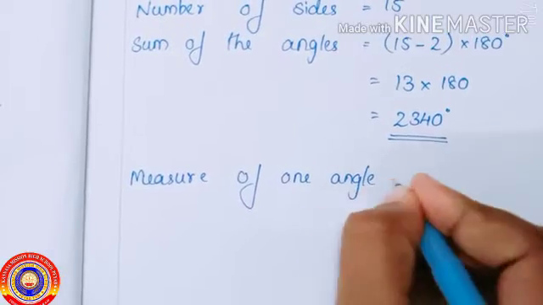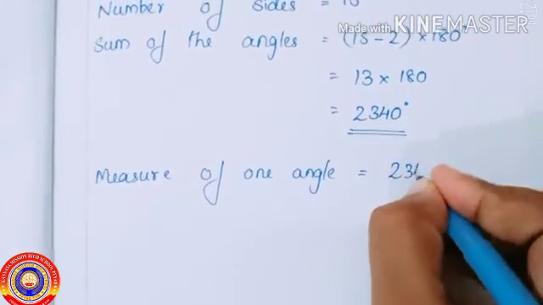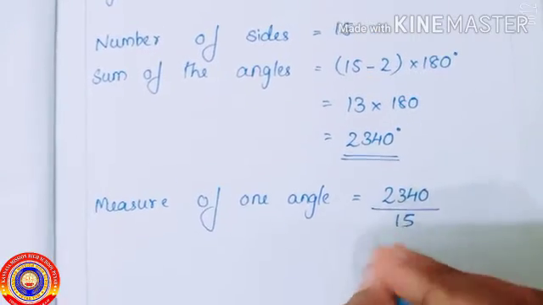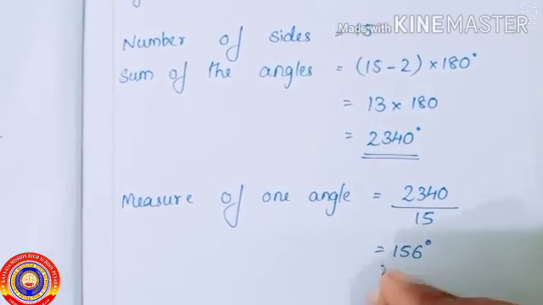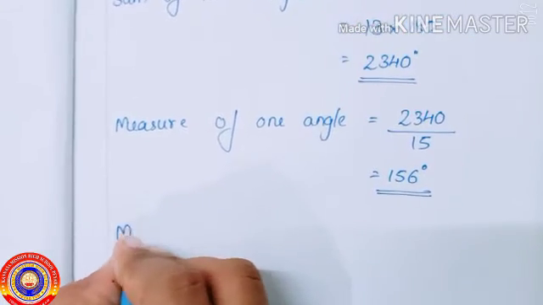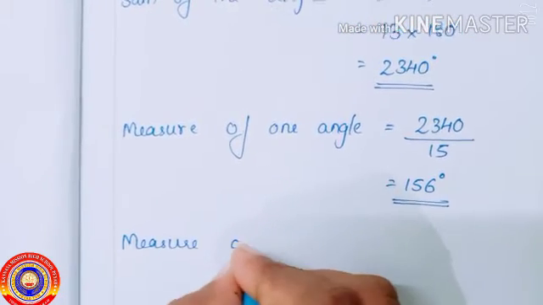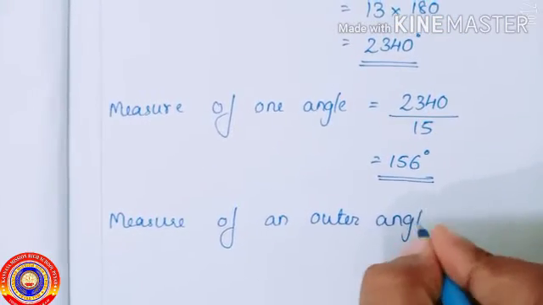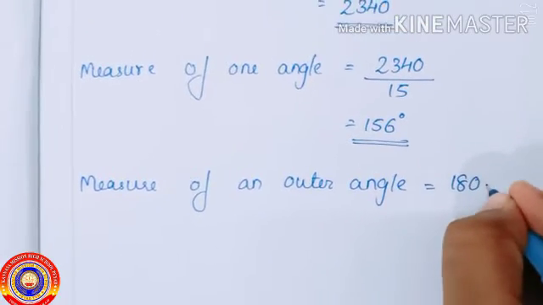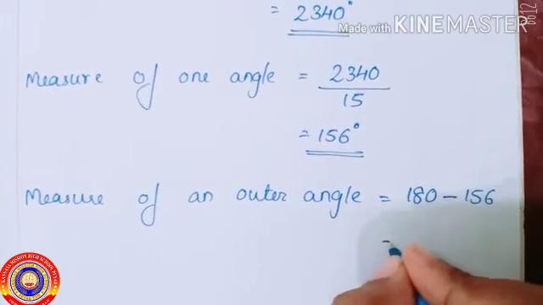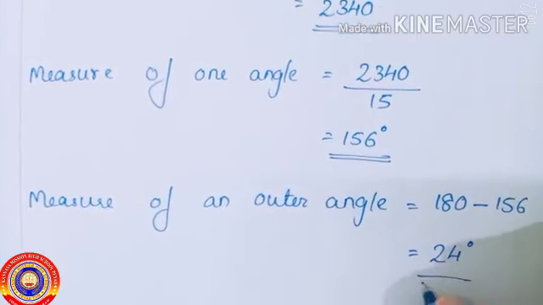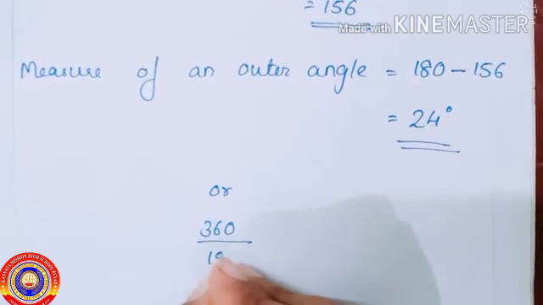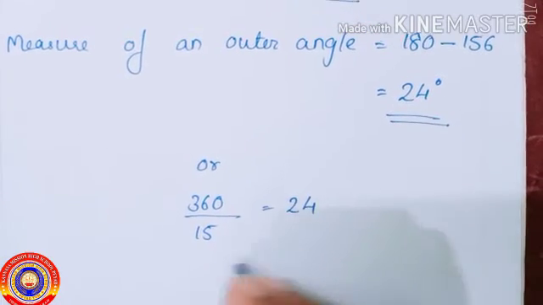Now we can find the measure of one angle. Measure of one angle is equal to 2340 divided by number of sides. Number of sides is 15. 2340 divided by 15 is equal to 156 degree. So measure of one angle is 156. Then measure of an outer angle is equal to 180 minus 156. 180 minus 156 is 24 degree. We can find the outer angle in another way also, that is 360 divided by 15, which is equal to 24 degree.